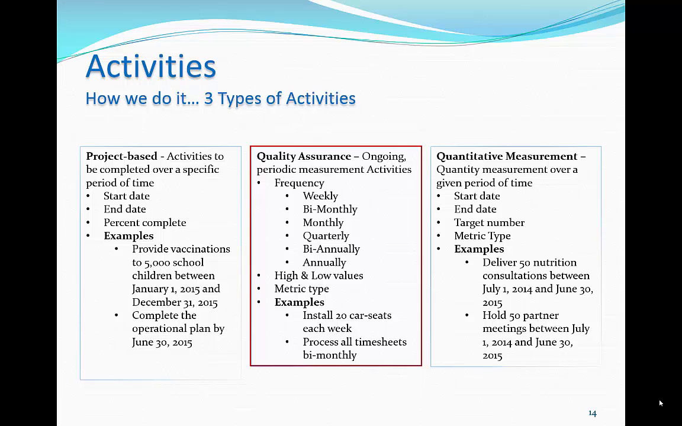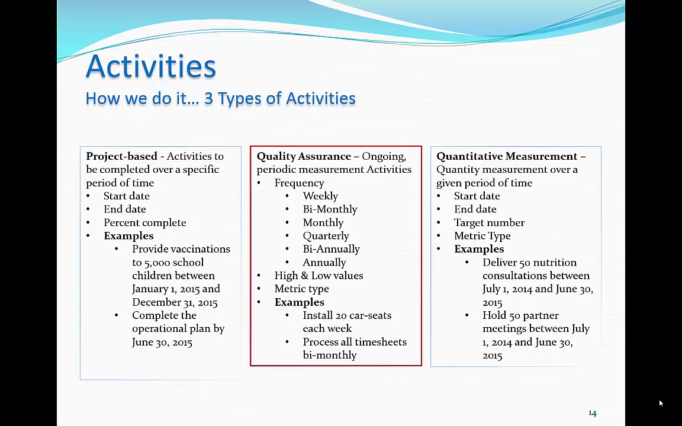The activities have a frequency which may be weekly, bi-monthly, monthly, quarterly, biannually, or annually, a high and a low value, and a metric type. An example of a QA activity might be install 20 car seats each week. In this case, the frequency is weekly. The high value might be set to 20 and the low value set to 15. The metric type would be car seats installed.